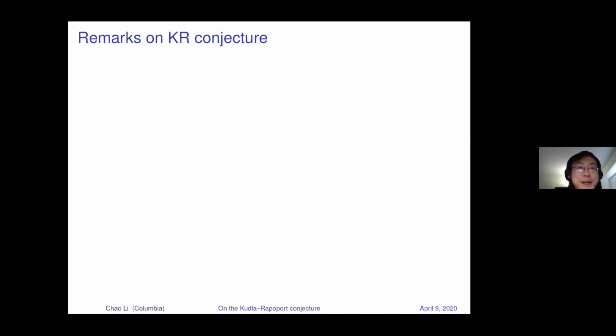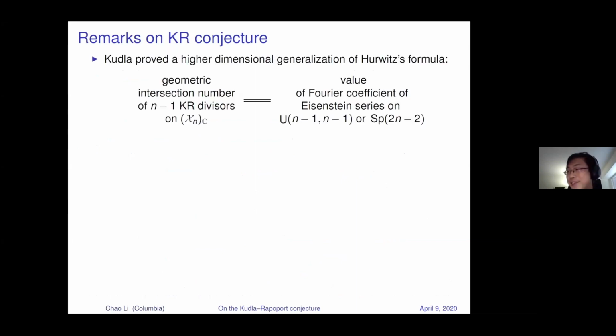Okay, so let me address the question. First one is a non-arithmetic geometric intersection number, but now I'm taking the complex fiber of this Shimura variety. It's a complex Shimura variety of dimension n-1. To make sense of it, you have to take the intersection number of n-1 divisors on this complex Shimura variety, and you replace the right-hand side by a value at a near central point for this Fourier coefficient, but now for Eisenstein series on a group of rank one lower.